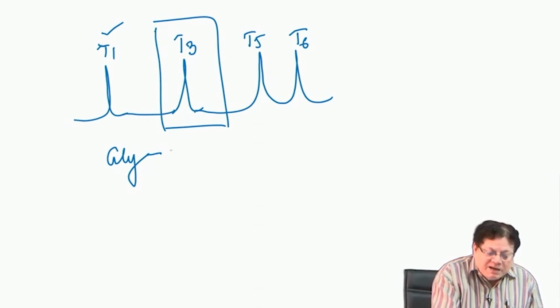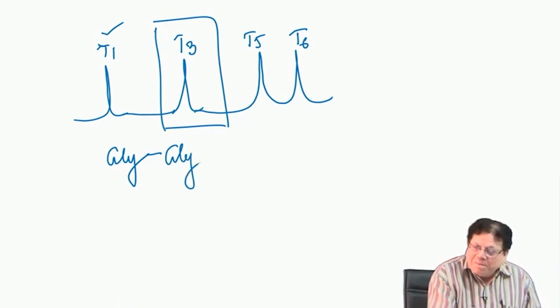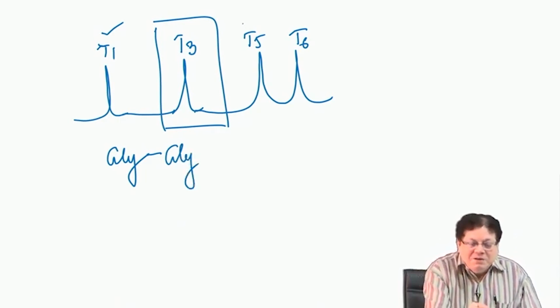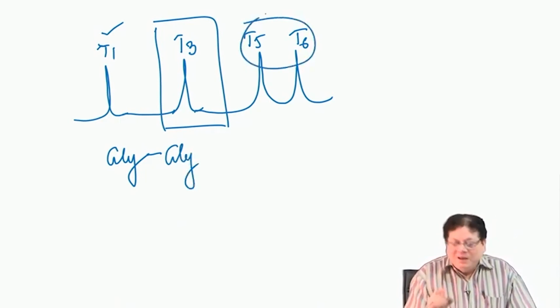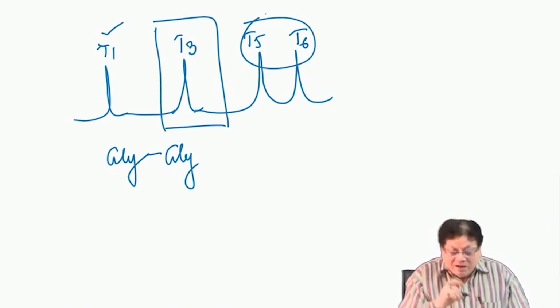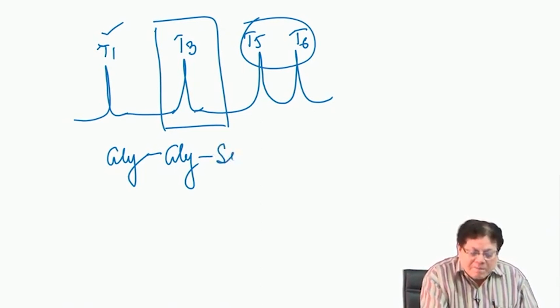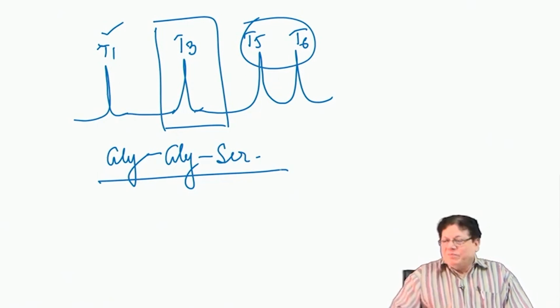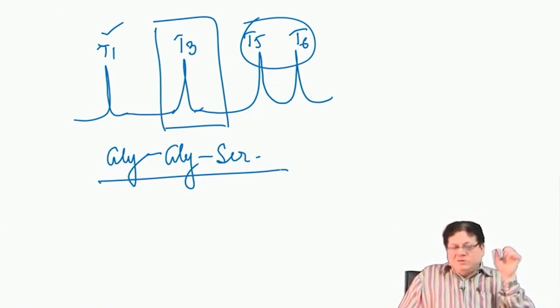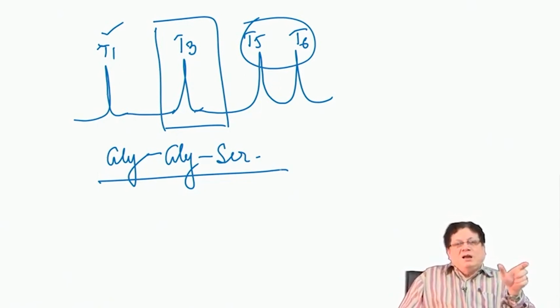So, it must be glycine attached to T3, which is given for another glycine, okay. And then I see T5 and T6 together. If I see both together, that is the third step, that means it is serine. So, that is the sequence of the compound attached to a particular bead.